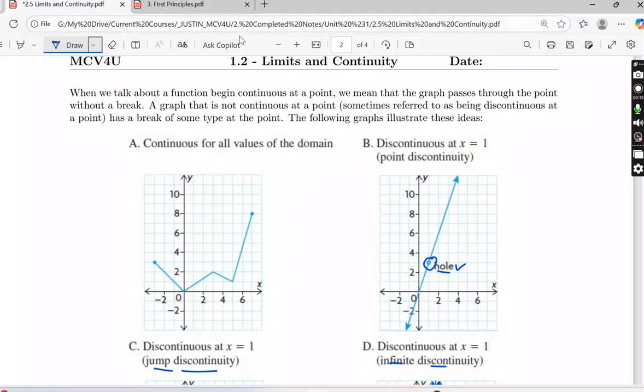And then this shows that this is continuous for all points of the domain. So it's continuous between x equals -3 and x equals 7.